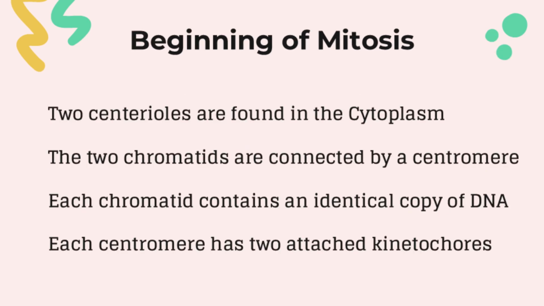At the beginning of mitosis, two centrioles are found in the cytoplasm. The two chromatids are connected by a centromere. Each chromatid contains an identical copy of DNA. Each centromere has two attached kinetochores.